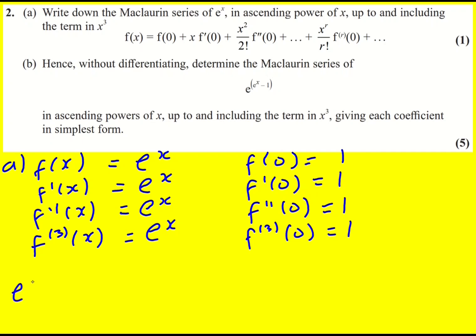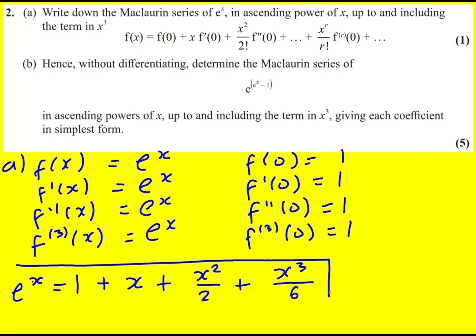Which means e to the x is going to equal 1 plus x times f dash 0, that's just x, plus x squared over 2 factorial times 1, so x squared over 2, plus x cubed over 3 factorial times f dash dash dash 0, that's going to be x cubed over 6. And that is our Maclaurin series, up to and including x to the 3.